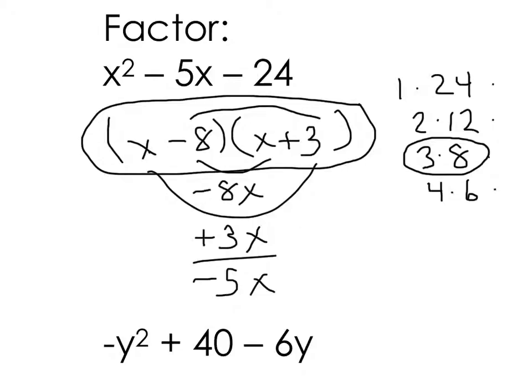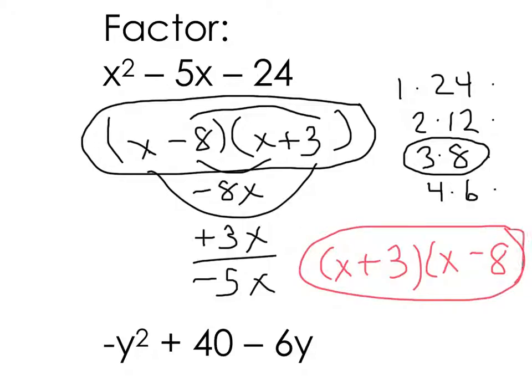Now, I want you to be aware that if you saw the answer written as x plus 3 times x minus 8, that's the same thing. Either one of these answers is just fine. When you're multiplying two numbers or two binomials together, the order in which you multiply them does not matter. So either answer is just fine.